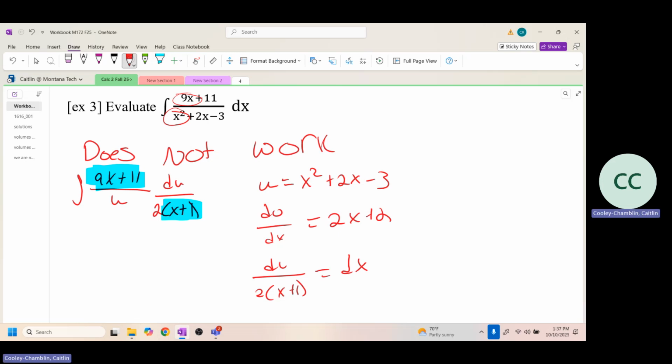Same thing up here. I could add parentheses here. And so with that 9x plus 11, there's not a number that can be factored out to make it look like x plus 1. So this does not work. This makes me grumpy. So we need to use partial fractions.